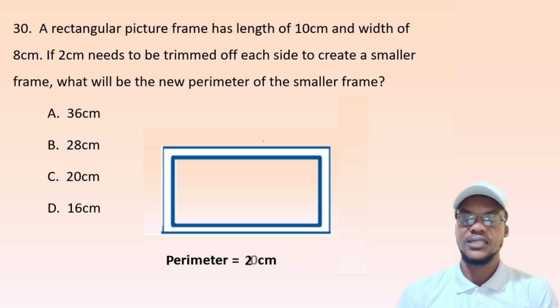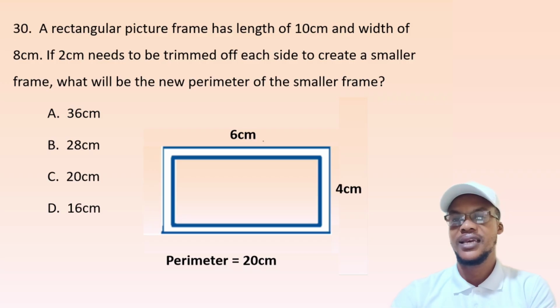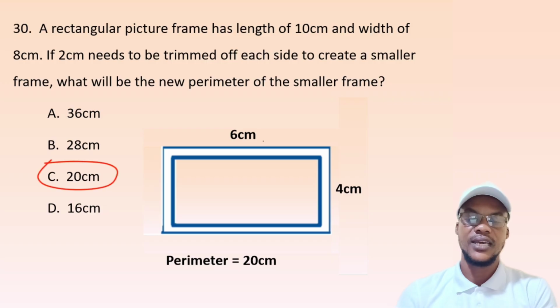So we then get a perimeter as 12 centimeters plus 8 centimeters, which finally gives us what? 20 centimeters. Have you gotten that? So the perimeter of the smaller frame is what? 20 centimeters. In that case, that is option C. Very easy. Okay, so those of you who were doubting and were confused as to how to go about it, some people were doubting the answers. That is how it is done.